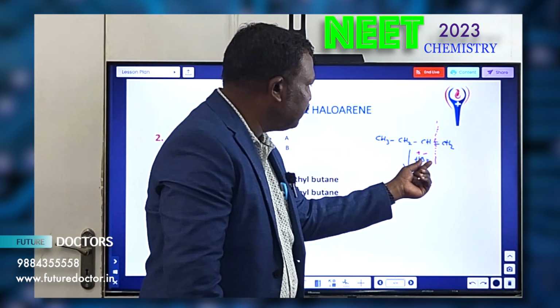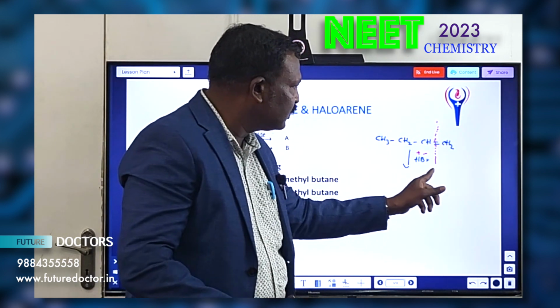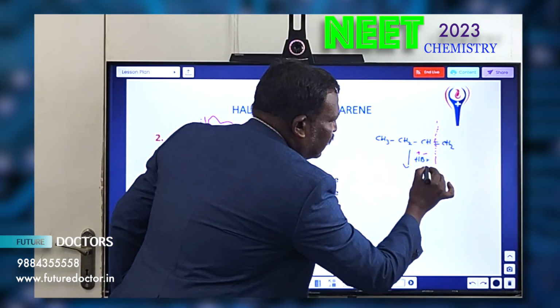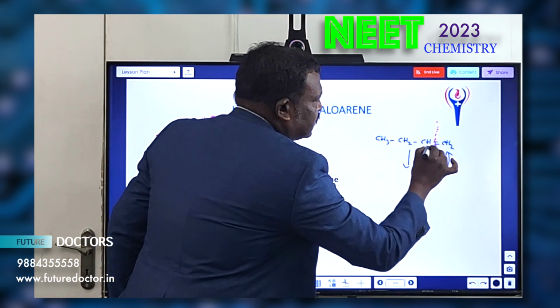So, the negative part goes to the carbon atom which carries more number of hydrogens. So negative part goes here. Automatically you know that the positive part goes this side.